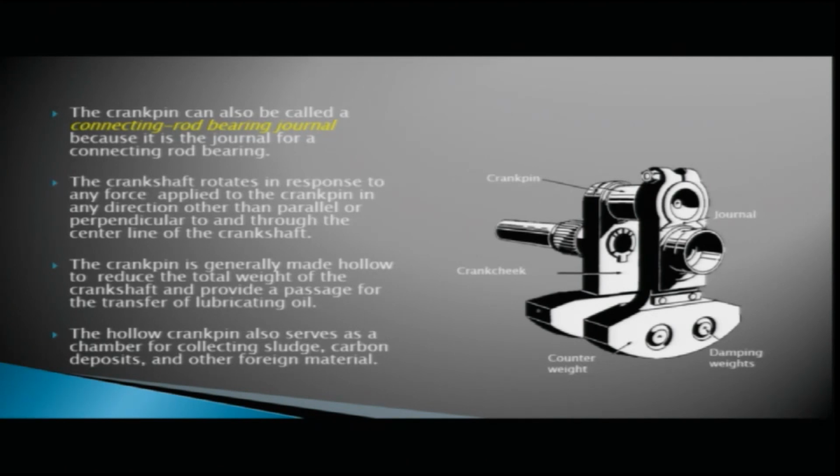So we have seen in this figure, this is your crank pin, these are your crank cheeks, and this is your journal. Two crank cheeks and a crank pin make a throw. The crank pins are generally hollow to collect foreign material, sludge and carbon deposits, and also provide a passage for the lubricating oil. The connecting rod is attached to the crank pin at one end and to the piston at the other. Any force applied to the crank pin, other than parallel or perpendicular to the center line of the crankshaft, makes the crankshaft rotate.